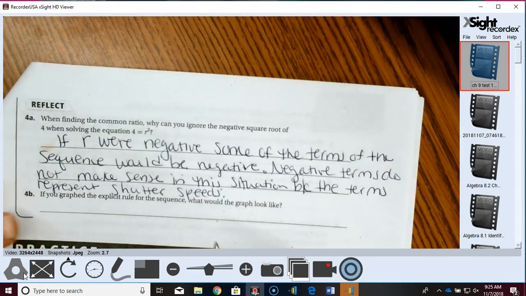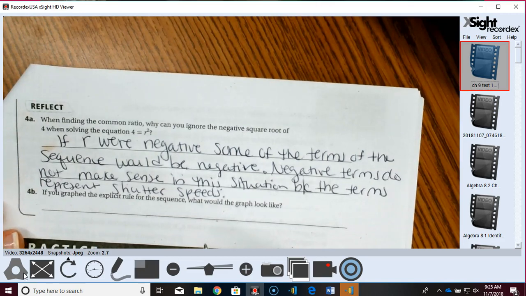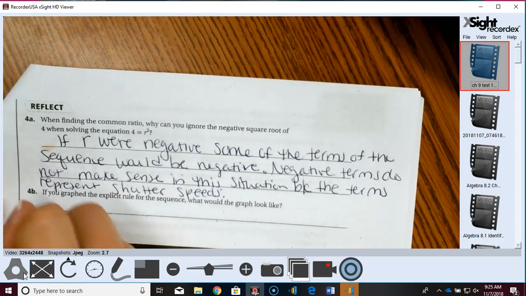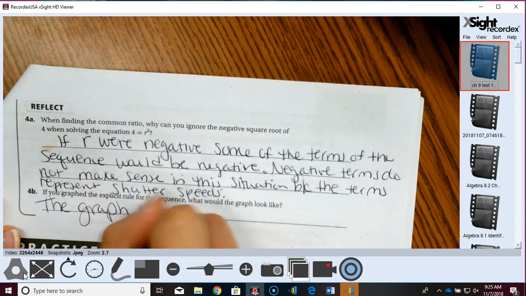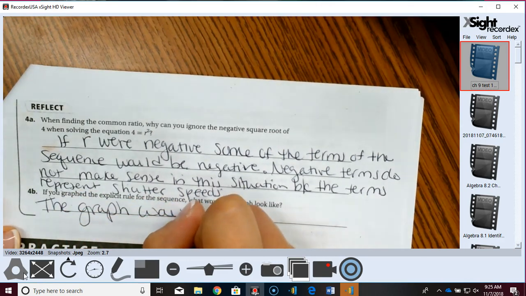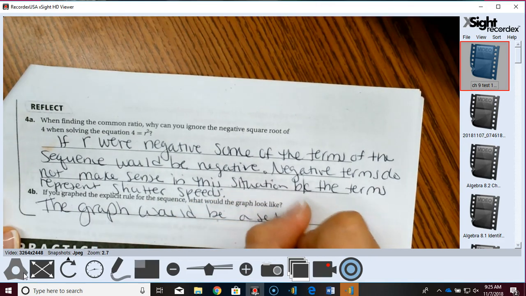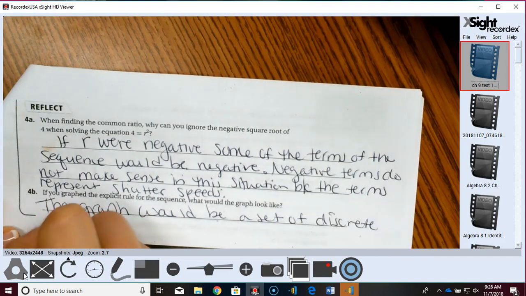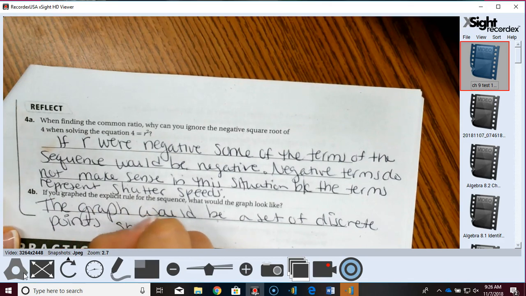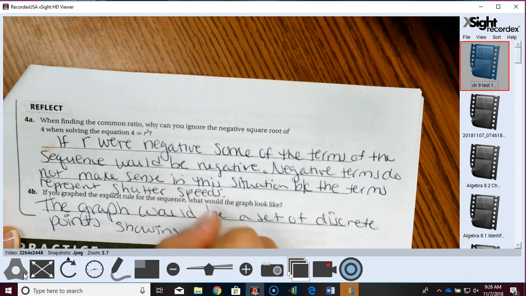If you graph the explicit rule for the sequence, what would the graph look like? The graph would be a set of discrete points showing exponential growth.